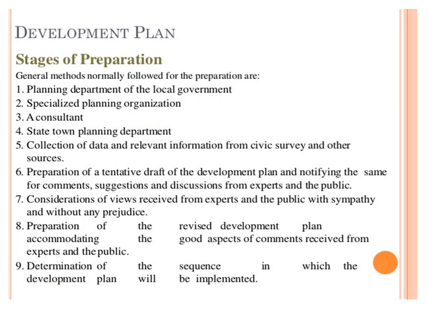Then in this slide we are going to see what are the different stages of preparation of development plan. Generally, methods normally followed for the preparation are: first stage is planning department for the local government. Second step is specialized planning organization. Third is a consultant. Fourth is state town planning department. Fifth is collection of data and relevant information from civic survey and other sources.